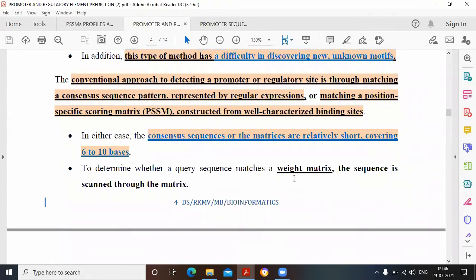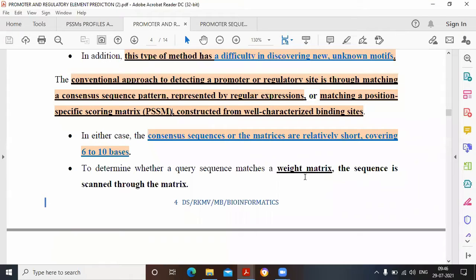This consensus sequence or matrices are relatively very short, and as I mentioned, promoter sequences have hardly 6 to 8 nucleotides. Once again, it is very difficult to find out, among thousands or billions of base pairs, where exactly these 6 or 10 bases are present. So to understand this concept, we have introduced this PSSM pattern, the position specific scoring matrix. And how you select this pattern is called the weight concept approach.